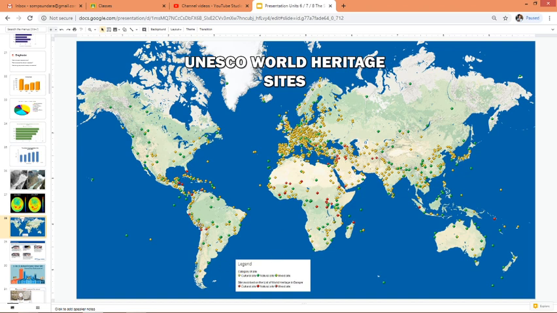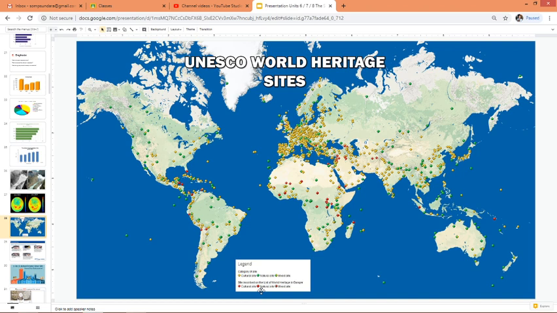The yellow dots are the cultural sites. The green dots are the natural sites. The mixed yellow and green are the mixed sites. The red dots mean that these sites, the UNESCO World Heritage Sites, are in danger of being destroyed.